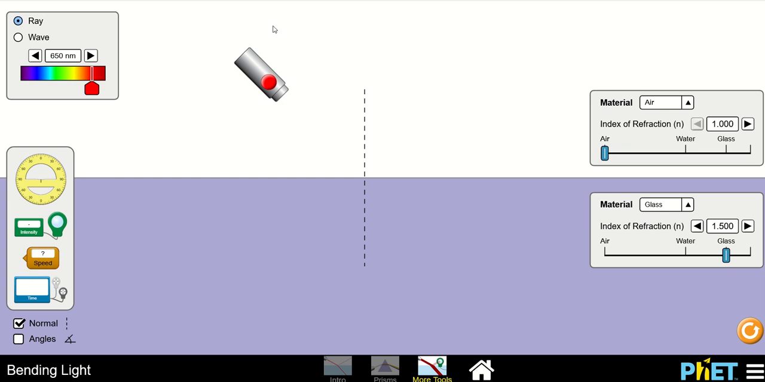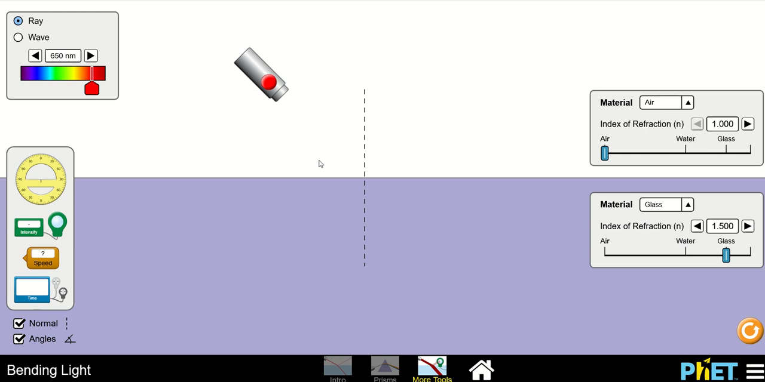Hey folks, so this is a really nice simulation to let you just play around with different light rays and what happens kind of thing. So first of all, I'll include the link for this and you can have a wee play around with it. When you start this, you want to select the normal and select the angles.